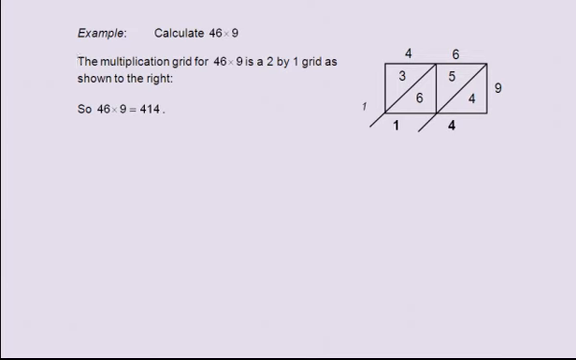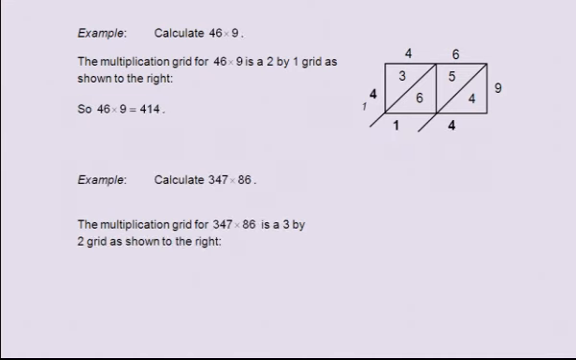Finally, you add 3 and 1 to make 4. Now read around the outside anti-clockwise so that 46 multiplied by 9 equals 414. Here's another example. Calculate 347 multiplied by 86.